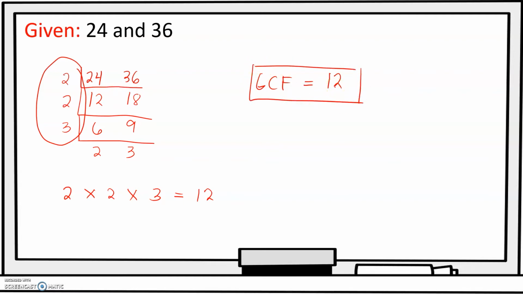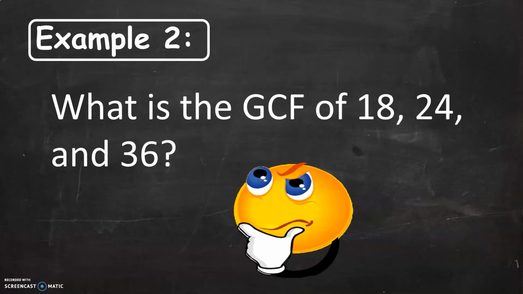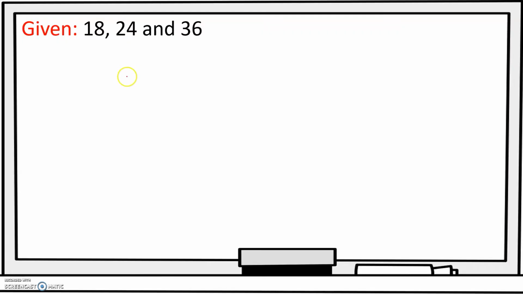Now let's try some more examples. What is the GCF of 18, 24, and 36? Again, for us to find the GCF of these numbers, we will use continuous division method. We will have 18, 24, and 36. Since all these numbers are even numbers, we can start again by dividing them by 2. 18 divided by 2 is 9, and 24 divided by 2 is 12. 36 divided by 2 is 18.